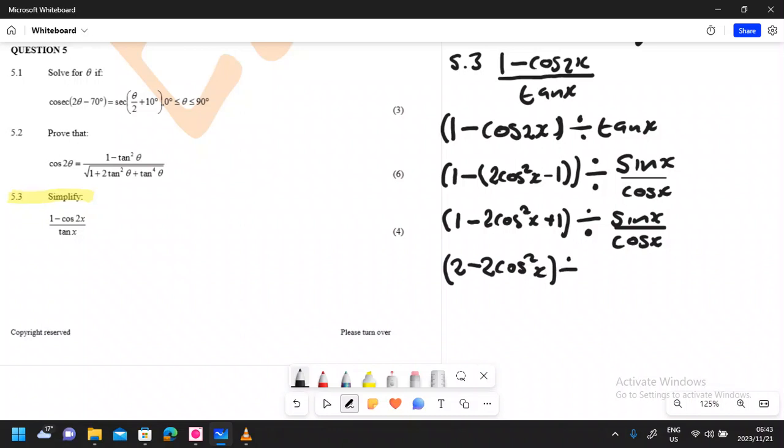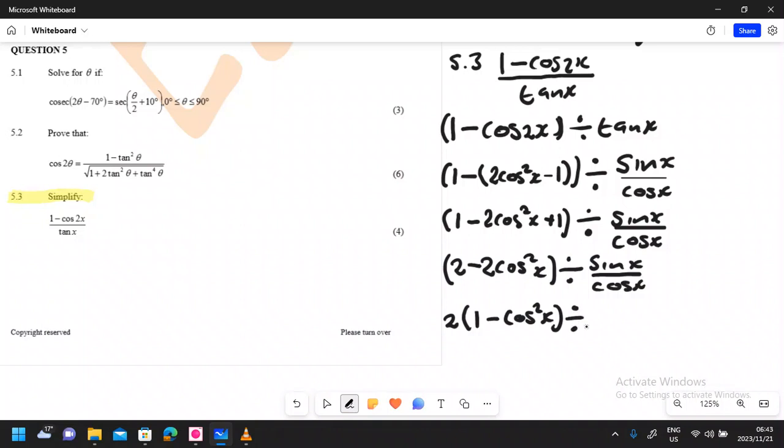And then we still divide, guys. I know this can be exhausting and time consuming, but I'm telling you guys, it's for your own understanding. Now here we take out the common factor. Our common factor here, as you can see, is 2. So we can say 2, and then we are left with 1 minus cos squared x, and then divided by sine x over cos x.